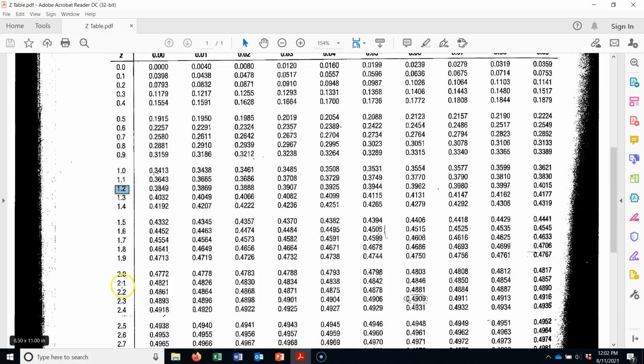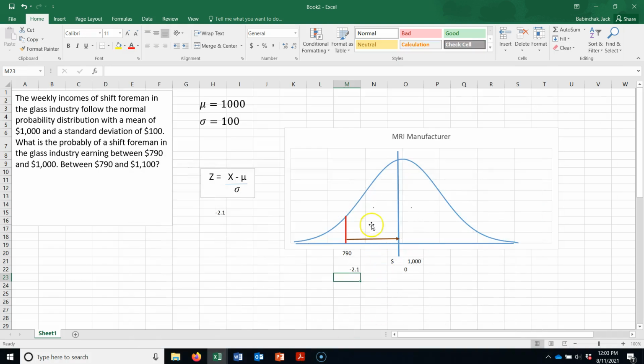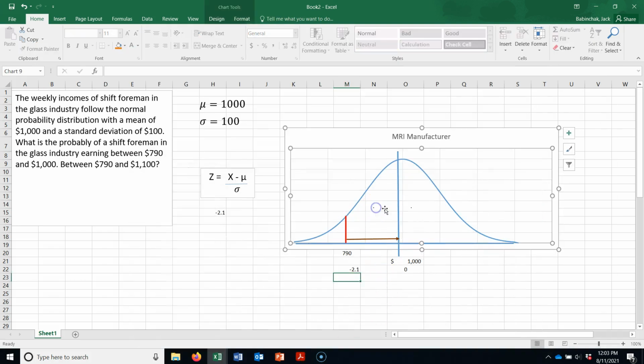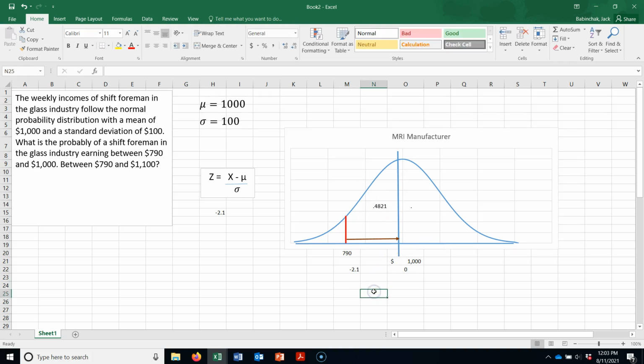And again, ignore the negative. We go to 2.1. It's 2.10 again. So just like before, all we have to do is go here. If it was 2.11, 2.12, 2.13, we would just keep moving along. But it's 2.10, and we thought it would be pretty big, a little over 48, 48.21. So this area under the curve is 0.4821, or 48.21%.